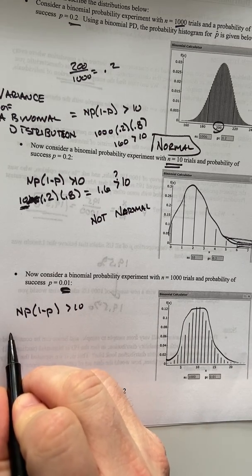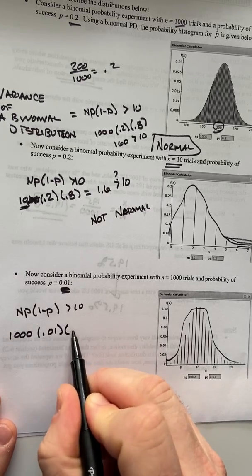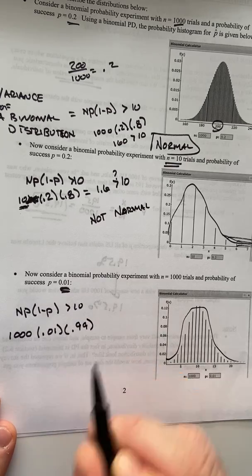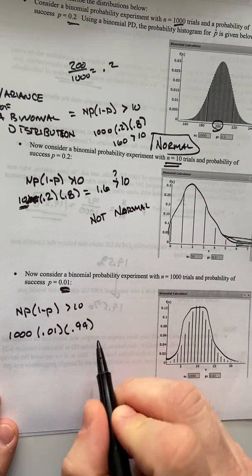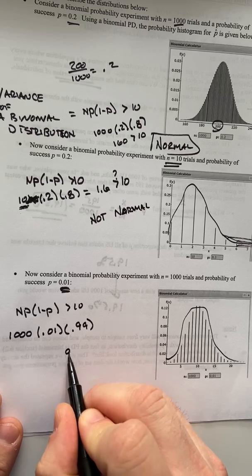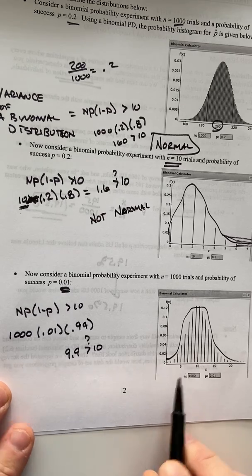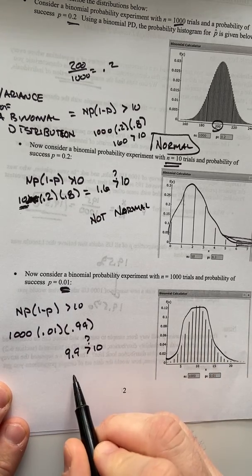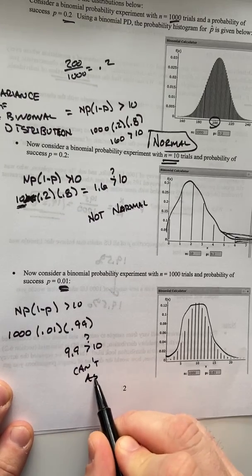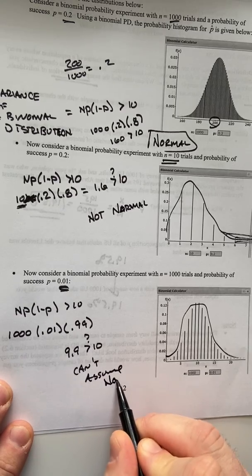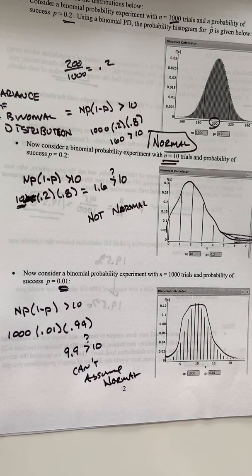Here we go. We have 1,000 trials, back up to 1,000 trials, but the probability shrinks. So the probability of a failure is also going to increase. When we multiply these things together, you get 9.9. Is 9.9 greater than 10? Whoop. Close. That's why the picture is close. So we can't assume normality. Okay, that's it for pages 1 and 2.